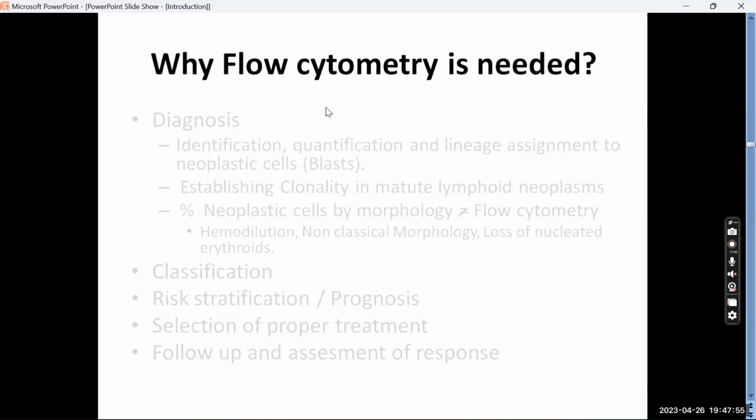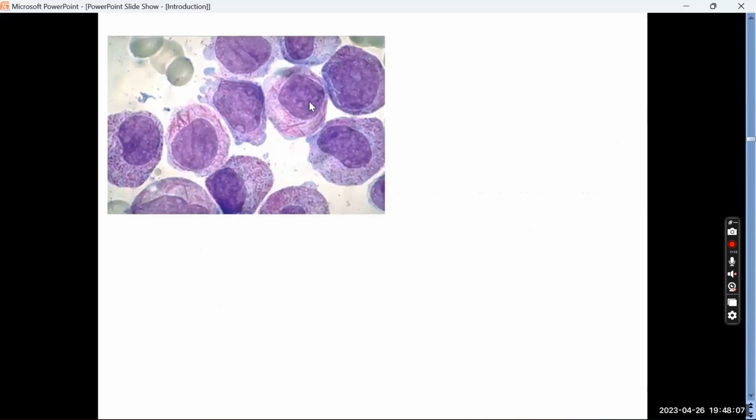Okay, now coming to the core of today's topic: why flow cytometry is needed in hematological malignancies. I want to take you through this particular lecture in a case-based manner so that you understand why it is so useful. Right, let's go. So now, if you find a morphology like this, we don't have any difficulty.